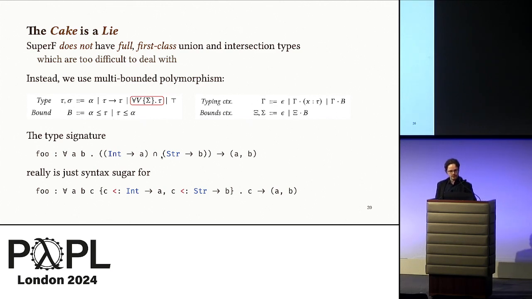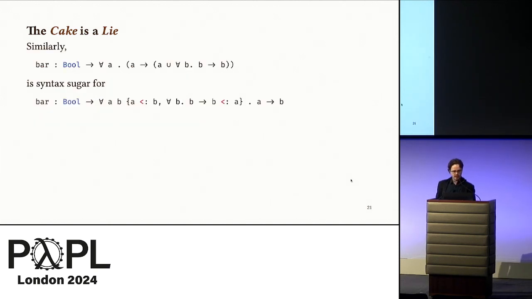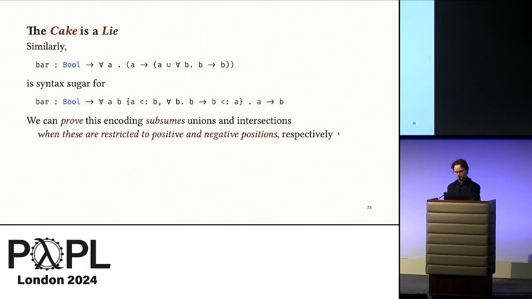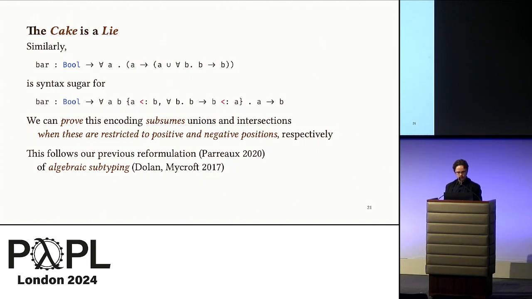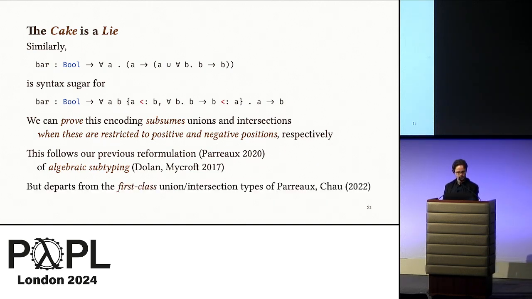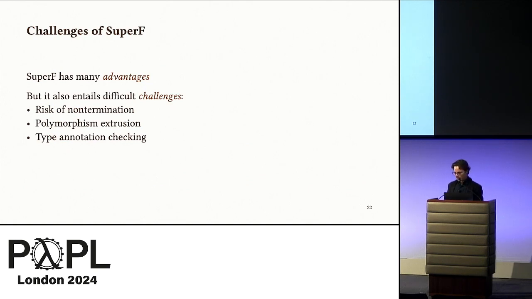And so this signature that uses an intersection type is actually the same as the following signature that uses an additional type variable C with two upper bounds, one from int to A and one from string to B. And similarly, the union type we saw before is actually equivalent to a type that quantifies over some extra variable B with two lower bounds. So this precisely encodes unions and intersections when they are restricted to positive and negative positions. And so basically this follows the idea of algebraic subtyping, which we reformulated in terms of upper bounds and lower bounds in previous work.